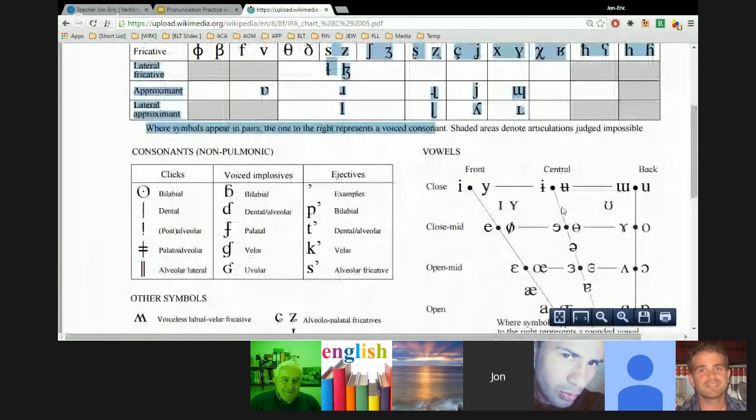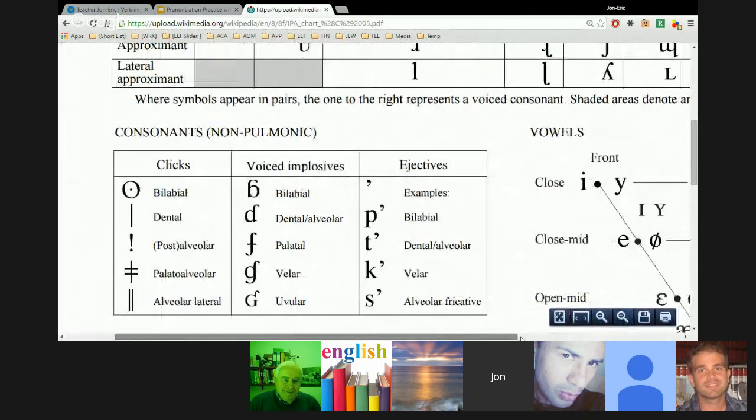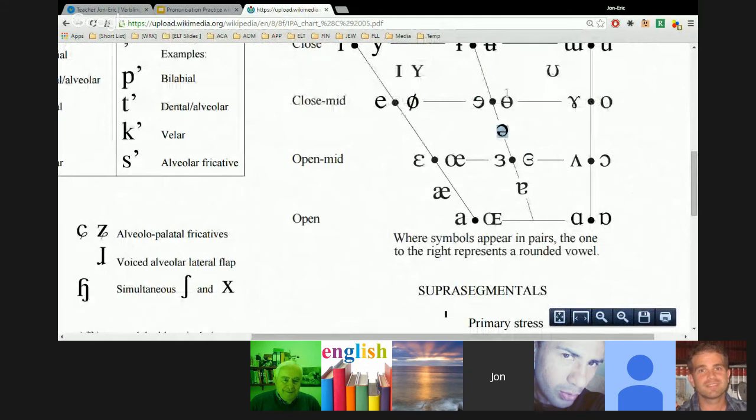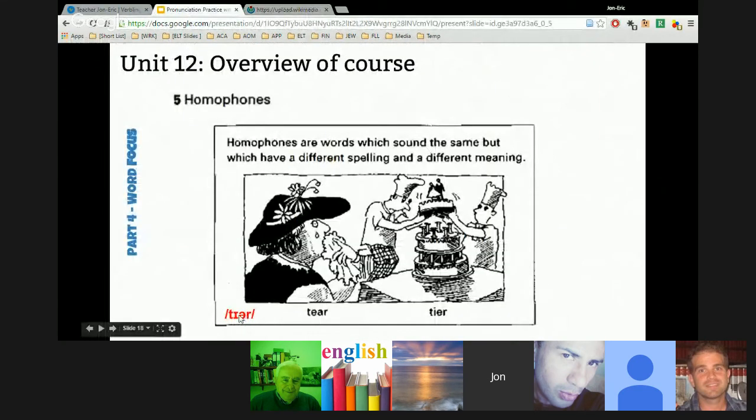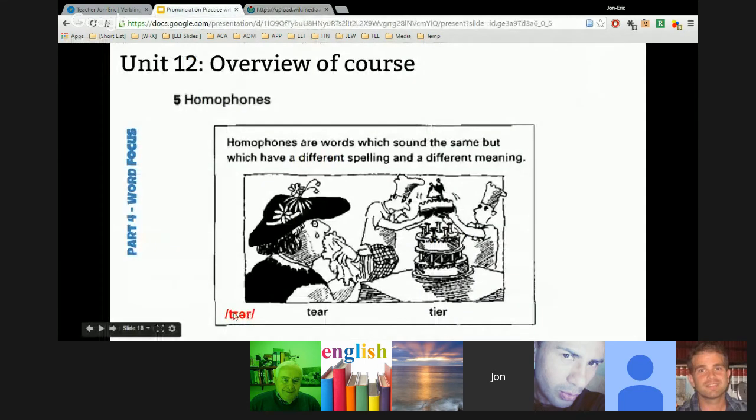Okay. This symbol in blue, let me see if I can get in even closer. This symbol in blue is the one you see in the red word at the bottom. So it's tear. The name of the symbol is called schwa. That's the name of the symbol, and the sound is in the word tear. The symbols are T, E, R. Tear.